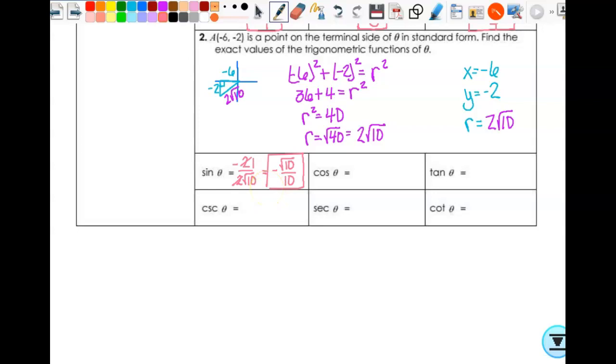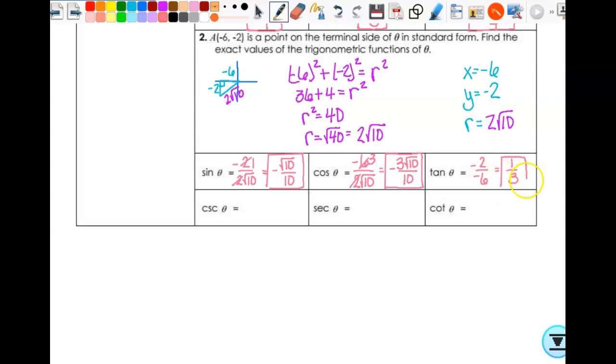Cosine theta, that's x over r, so that is -6 over 2 square roots of 10. So when I reduce this, I get -3 over the square root of 10, but then I have to rationalize, so I get -3 square roots of 10 over 10. Tangent of theta, y over x, so that's -2 over -6. And when I reduce that, that reduces to a positive 1/3.